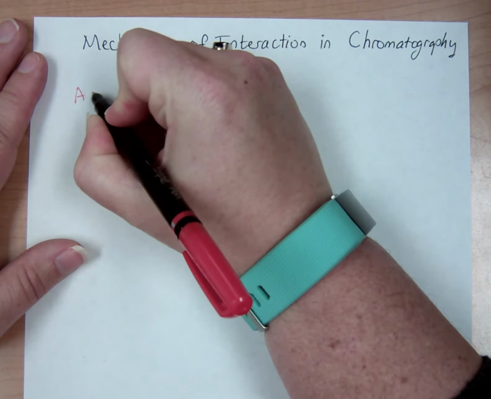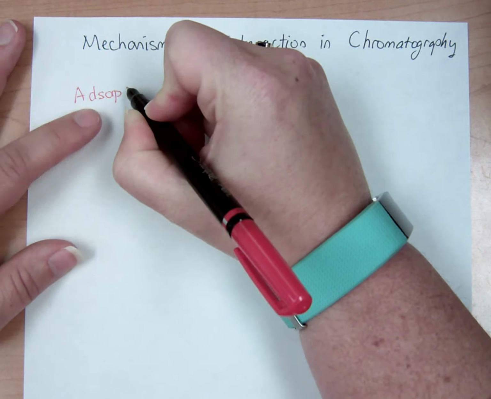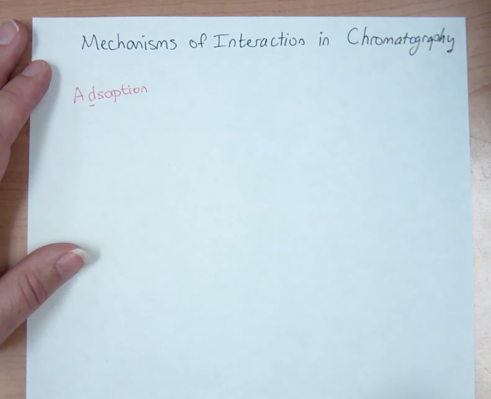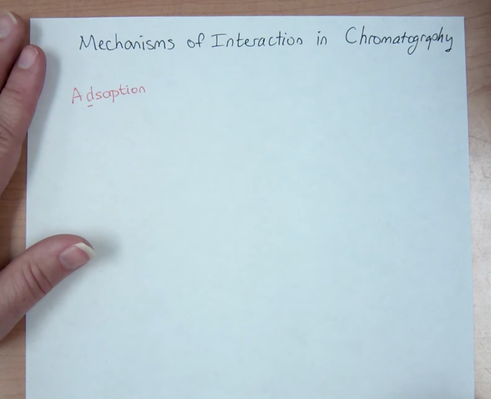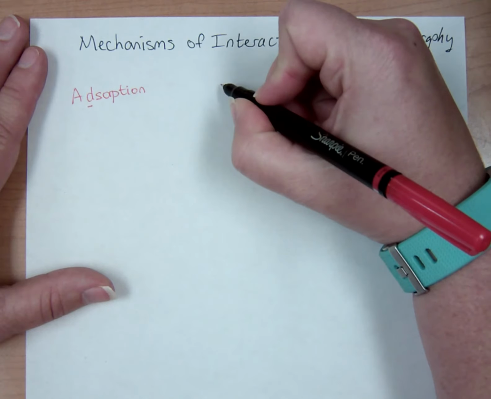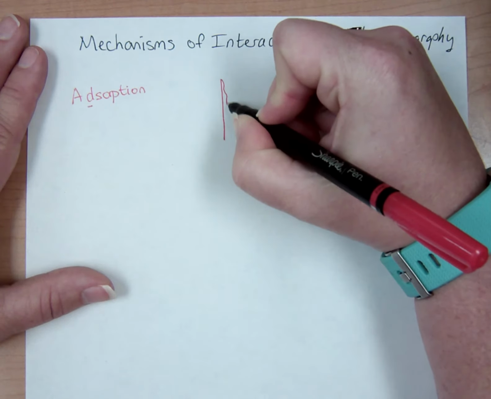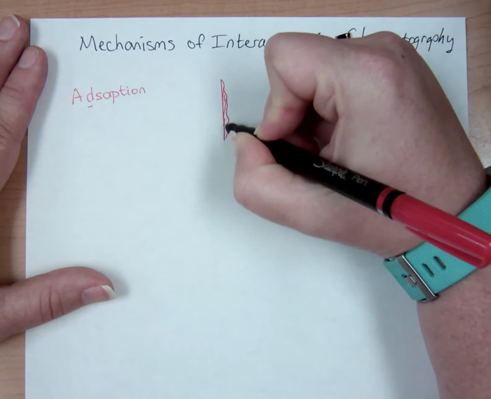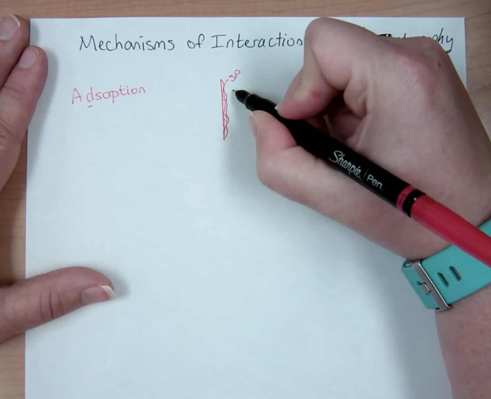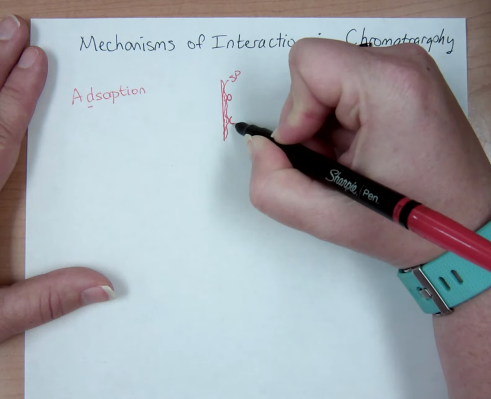Now keep in mind this is adsorption, not absorption. It has a D in it. Okay, adsorption. And in this process, you're looking at a stationary phase here. So here's my column. I'm just going to draw my stationary phase like that. And as my analyte is passing through the column, it's going to kind of stick to the surface.